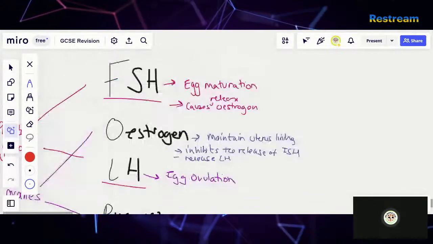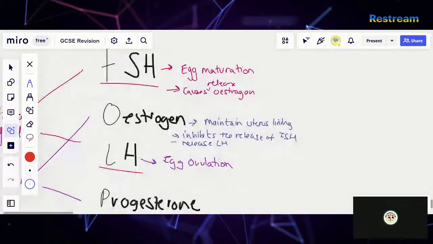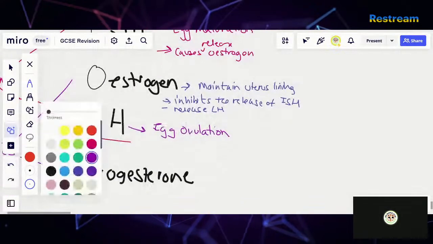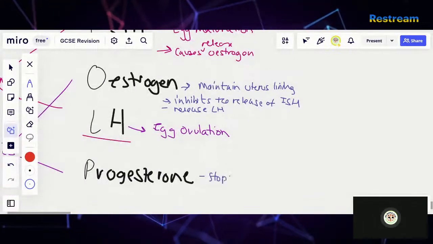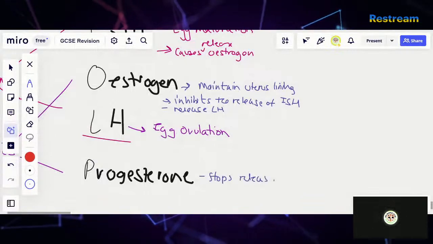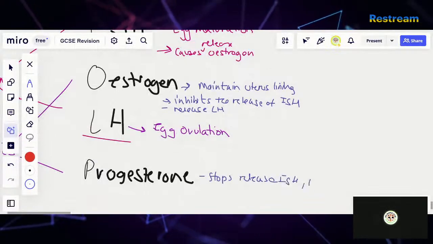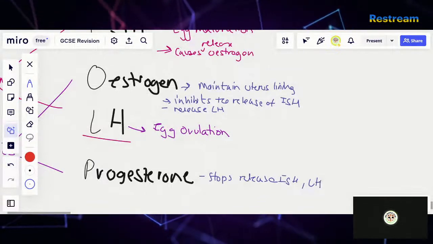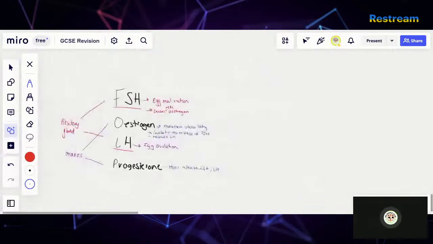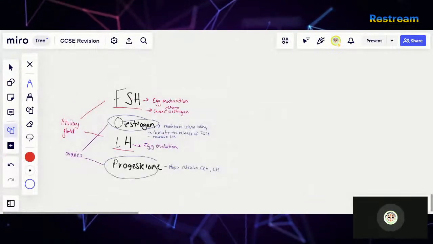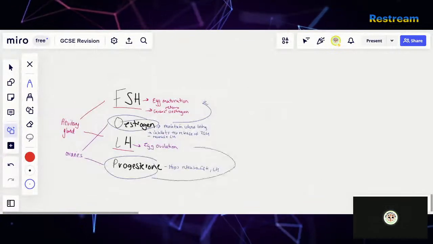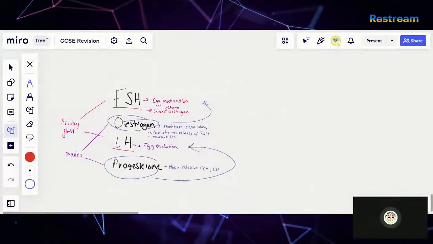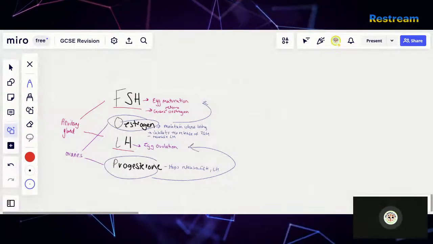and then we have progesterone, which just releases by itself, and progesterone stops the release of FSH completely and LH completely. And yeah, so you can think of it as the longer ones stop the formation of the short form ones, and the short form ones normally lead on to the longer form ones.